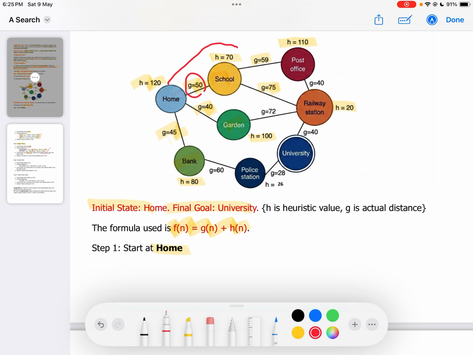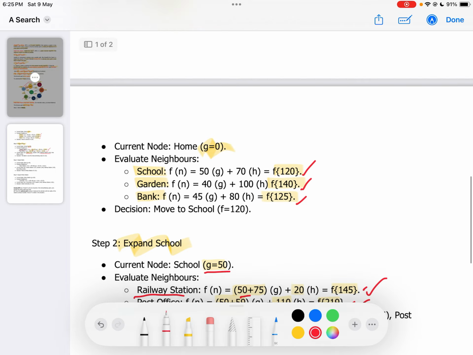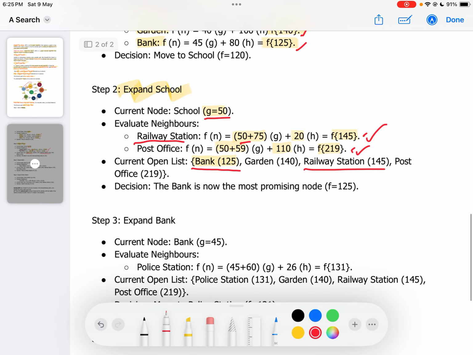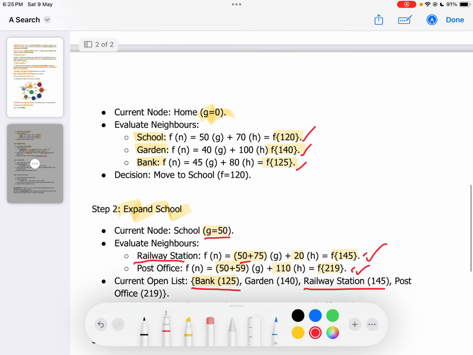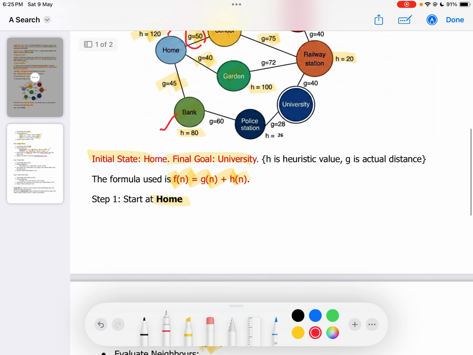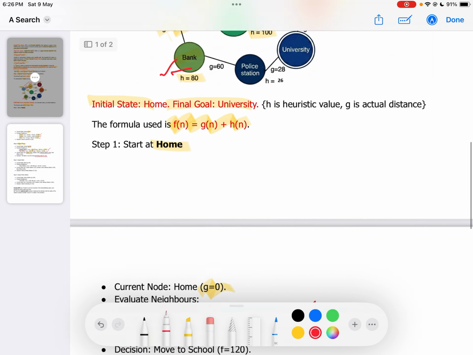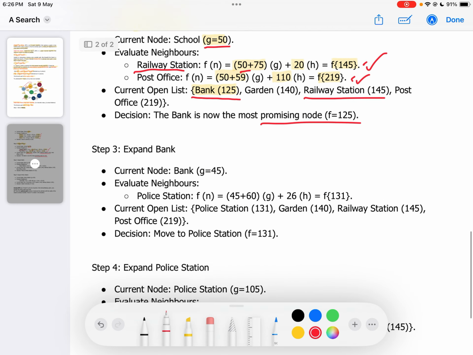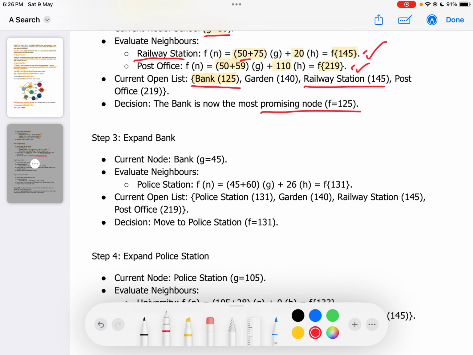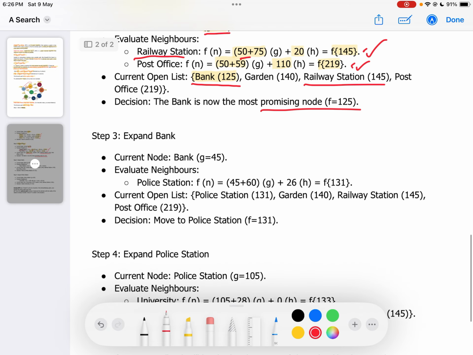Initially, we moved like this and tried to evaluate. Now, bank seems to be a better option because it has a lower value. So what will A star do? It will move to bank, going back from the school side to the bank side. This is the difference between A star and BFS. Now it will expand bank.